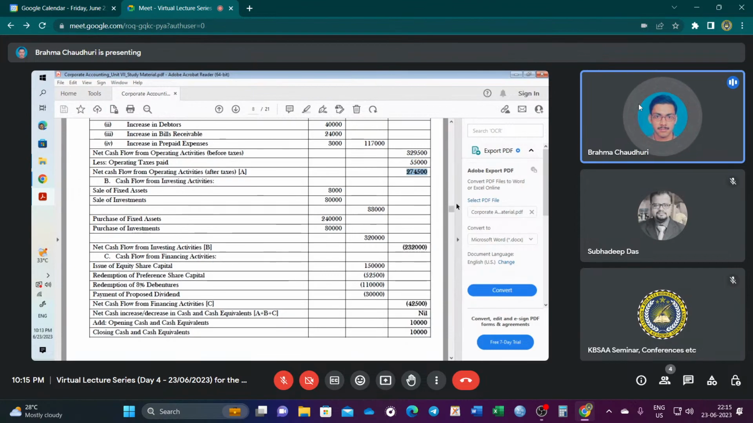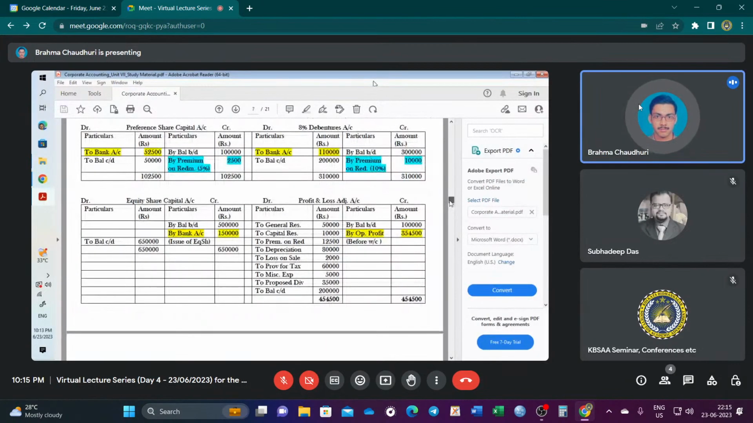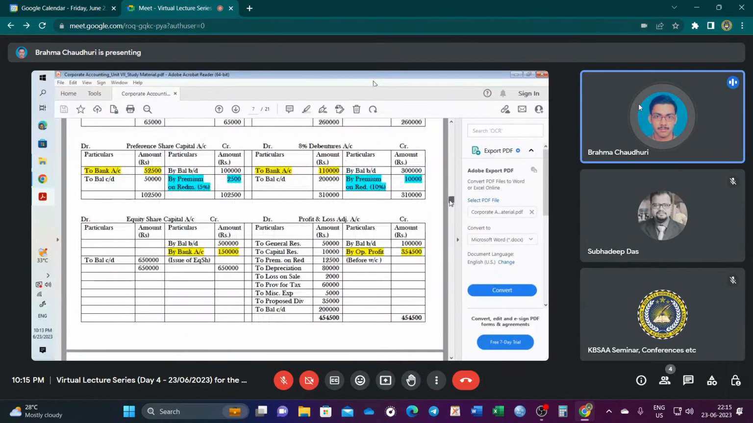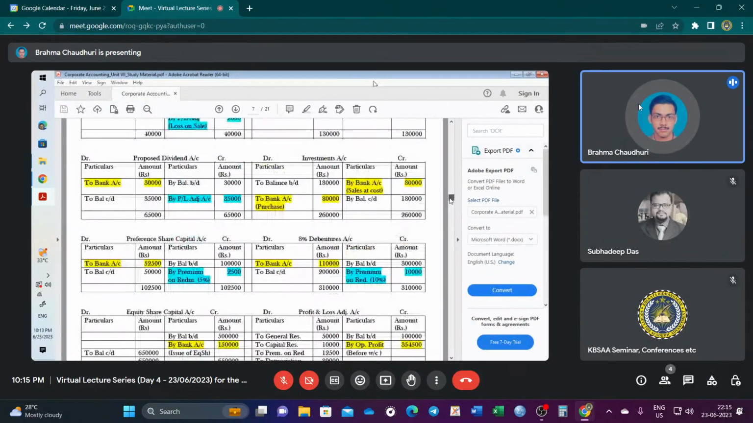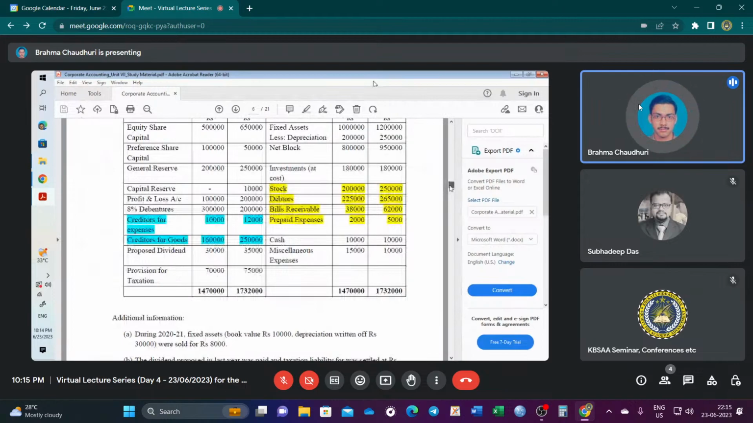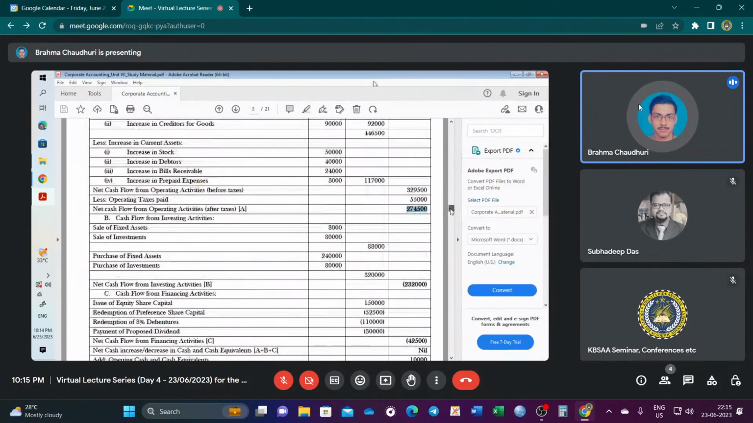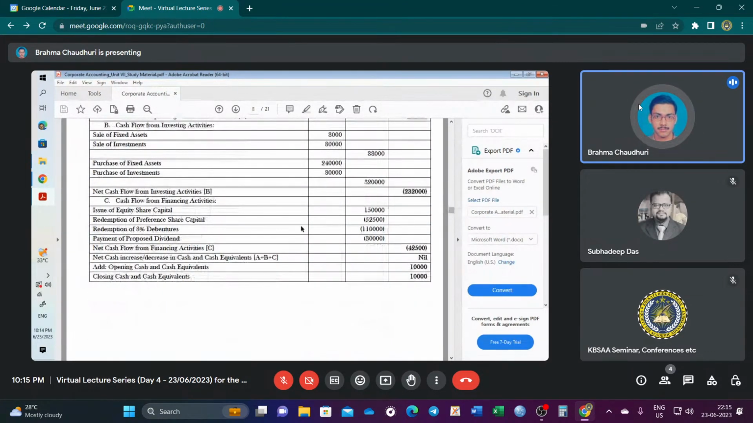Finally, we will have to write the cash flow from the financing activities. In case of cash flow from financing activities, there has been an issue of equity share capital for 1,50,000, redemption of preference share capital for 52,500, redemption of debenture for 1,10,000, and there was also dividend paid. Since nothing is stated, the opening balance, that is 30,000, is the dividend paid. So dividend paid is 30,000. All this we will show in the cash flow from financing activities.